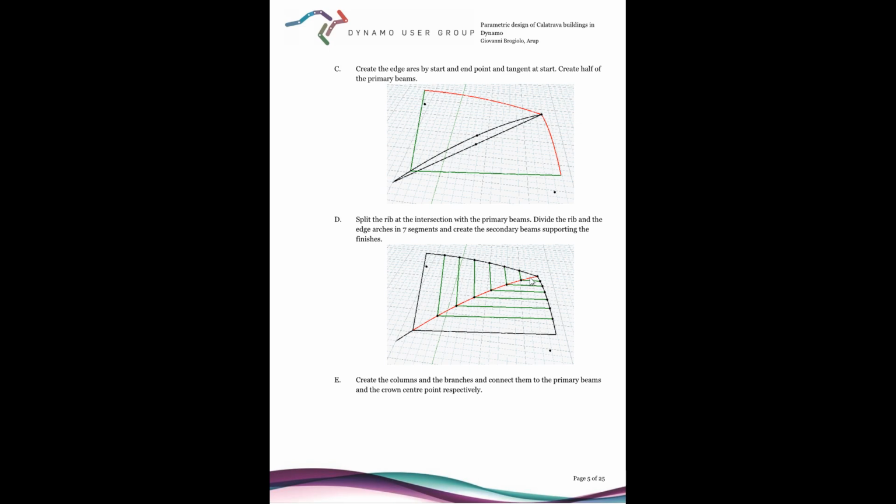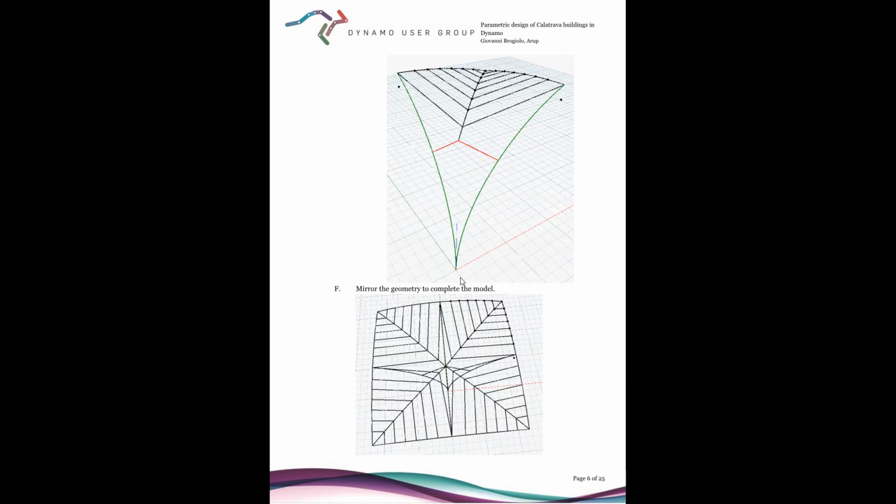We can then split the rib and create the secondary beams. And then we can create the columns and find a point where the columns are connected to the rib. And once we have a quarter of the geometry, which is represented by these elements, we can rotate them and mirror them to define the complete structure.